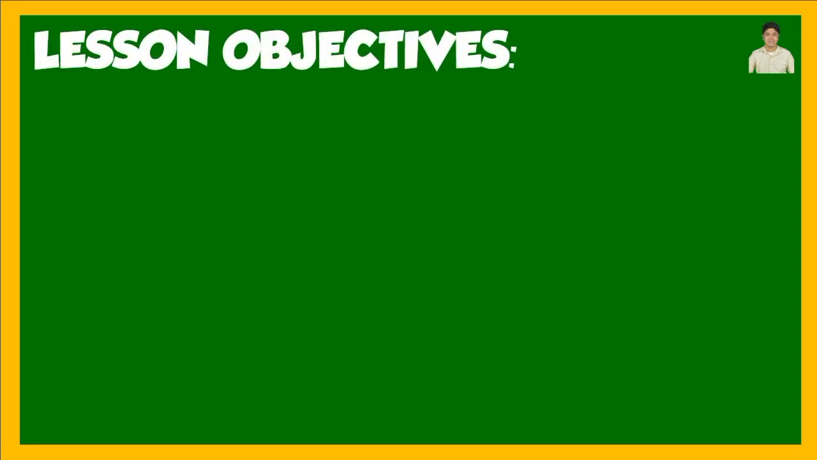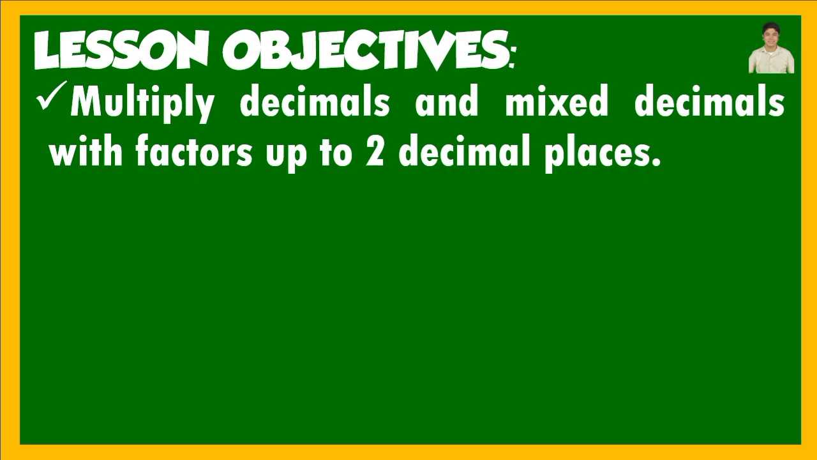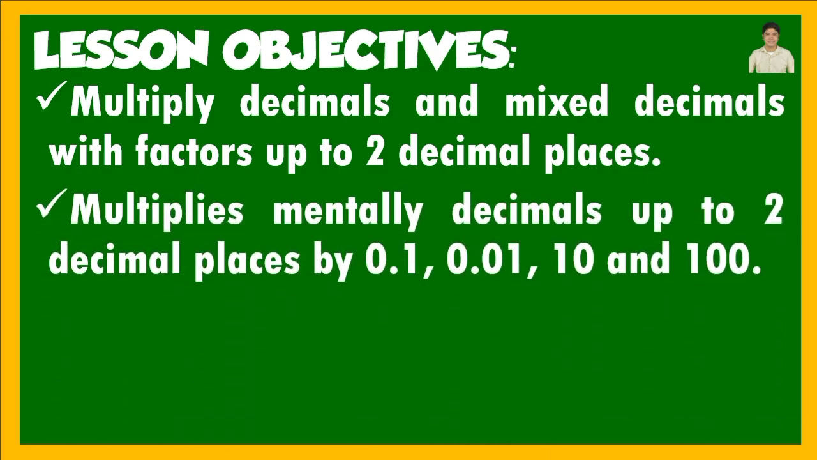So let's start. So for our lesson objective, at the end of this video lesson, you should be able to multiply decimals and mixed decimals with factors up to 2 decimals. And then, multiply mentally decimals up to 2 decimal places by 1/10, 100ths, 10, and 100.